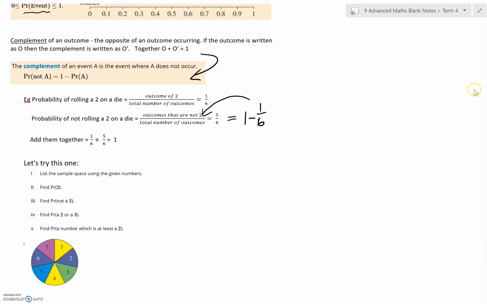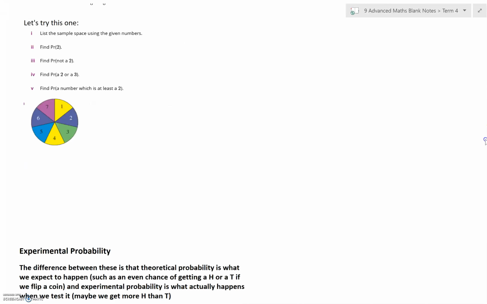So all possible outcomes. Okay, let's have a go at this. So list a sample space using those given numbers. So let's do all of these together now. So 1, sample space. Now, sample space is written in curly brackets. So all you're doing when you're writing the sample space is listing the possible outcomes. In this case, there's 7.